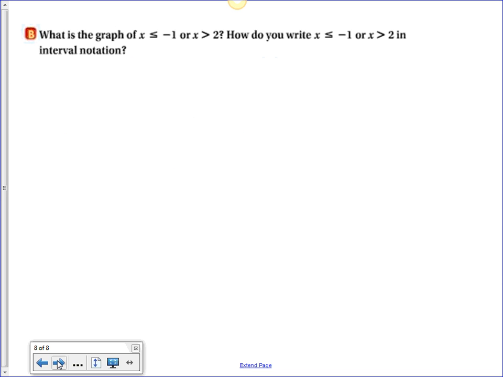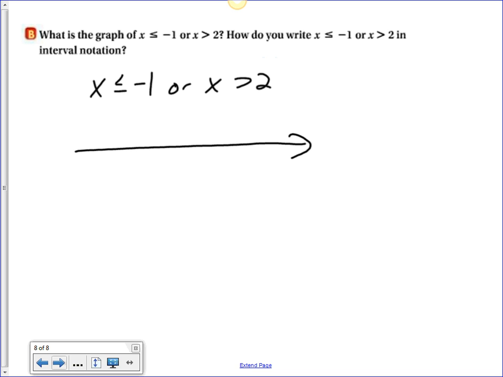So with an or statement then, we're just going to have two sides of it. So if I have x is less than or equal to a -1, or x is greater than a 2, how can I write that or graph that? We're going to have a -1 on this side, a 2 over here. I know that at the -1, I'm going to have a closed circle and an arrow going to the left. At the 2, it's going to be an open circle, arrow going to the right.